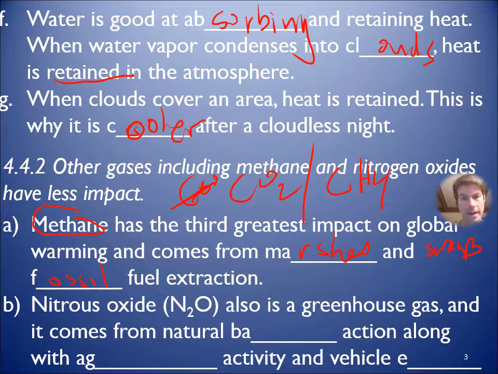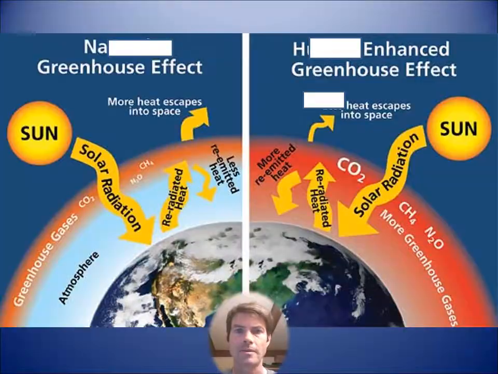And nitrous oxide is another one, N2O. It comes from natural bacterial action, as we know our saprotrophs break down dead stuff, but also agricultural activity, which we should say produces N2O and methane, especially rice, which we have a lot of in California up near Sacramento.